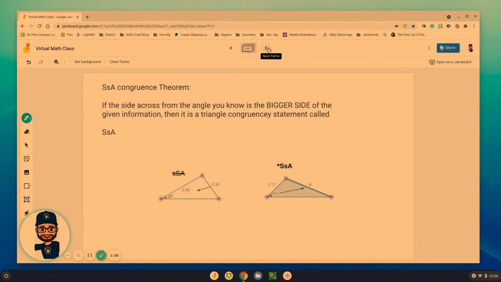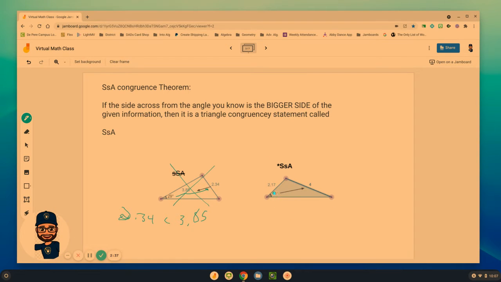Big S, little s, A, side angle, only works if the side across from the angle that you know is bigger than the side of the other given information. So as you can see in this one, we were given this angle 29, and the side opposite was 2.34. But 2.34 is less than the other side, 3.85, right? That side is smaller, so it doesn't work in this case.